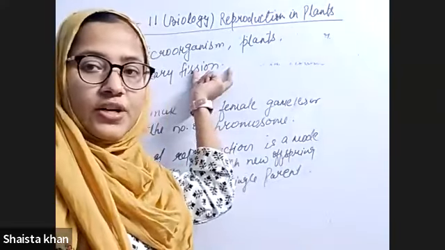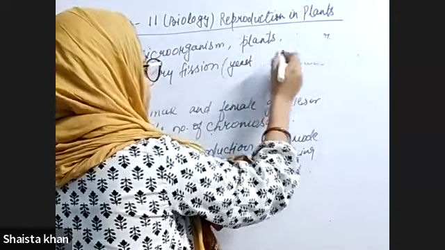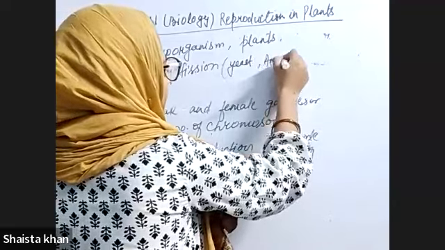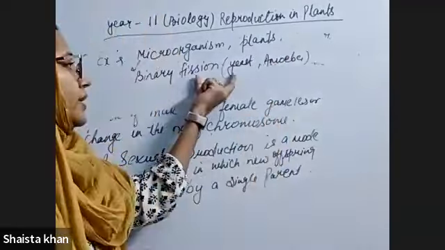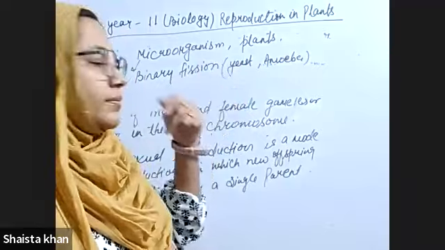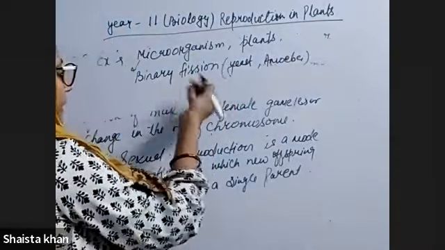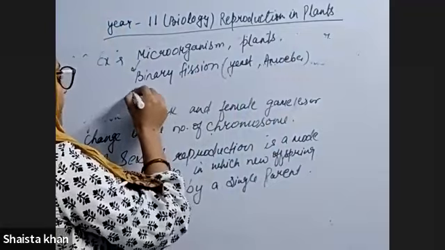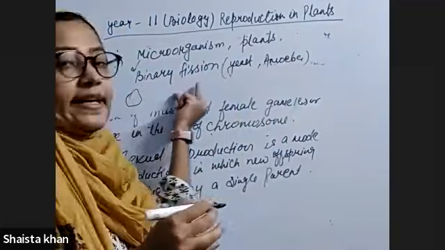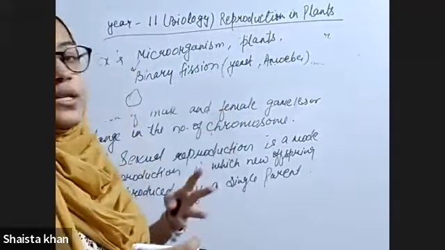Binary fission is an example of asexual reproduction. In this reproduction, for example yeast and amoeba multiply themselves by binary fission. If I draw a picture, here's a picture of an amoeba. It will just divide itself and reproduce fast.